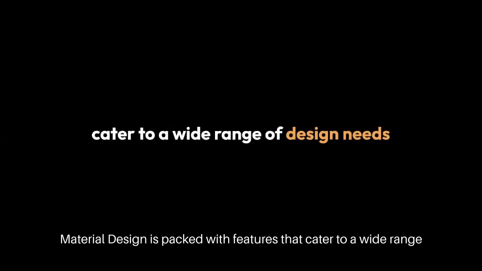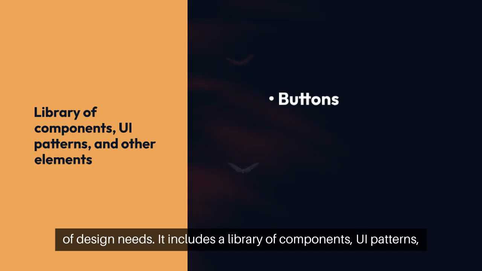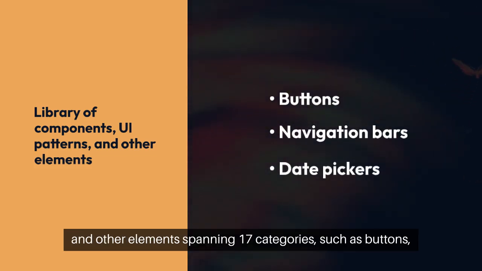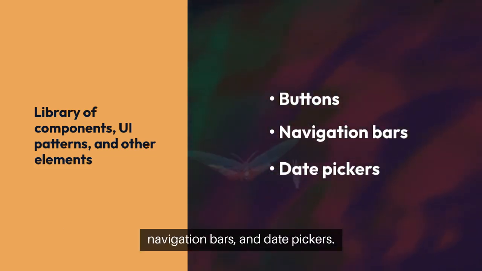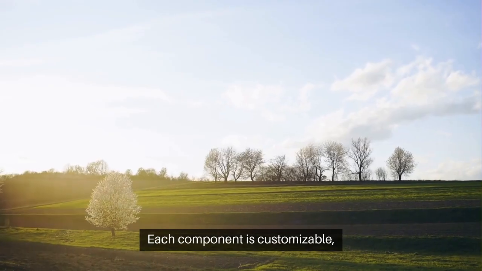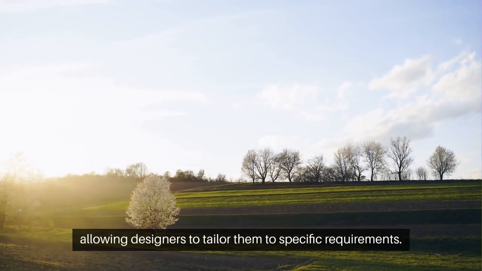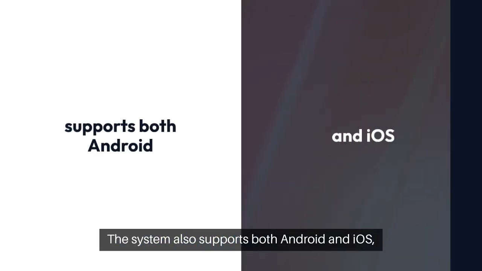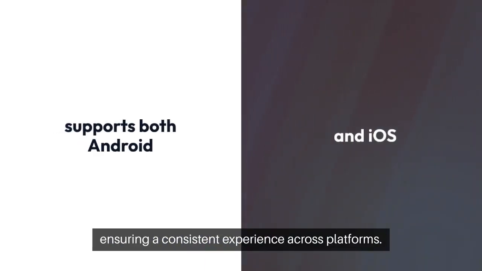Material design is packed with features that cater to a wide range of design needs. It includes a library of components, UI patterns, and other elements spanning 17 categories, such as buttons, navigation bars, and date pickers. Each component is customizable, allowing designers to tailor them to specific requirements. The system also supports both Android and iOS, ensuring a consistent experience across platforms.